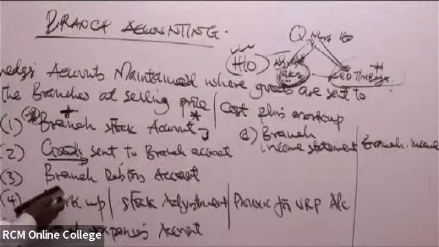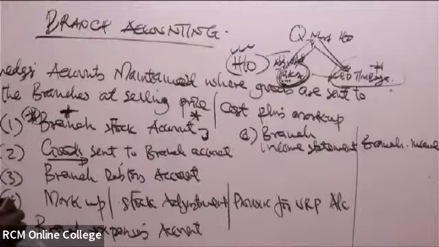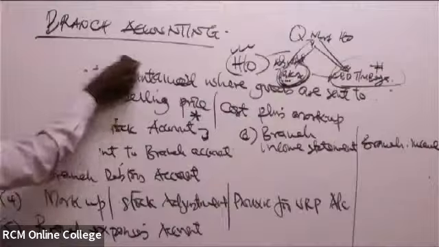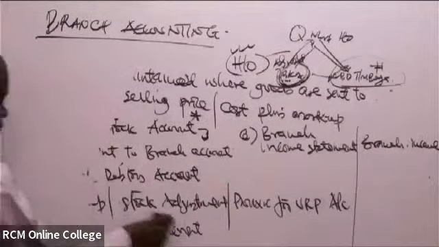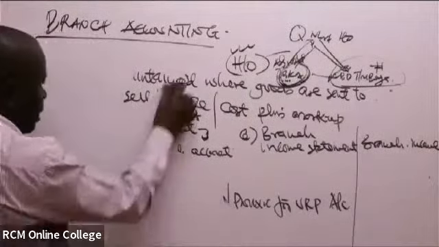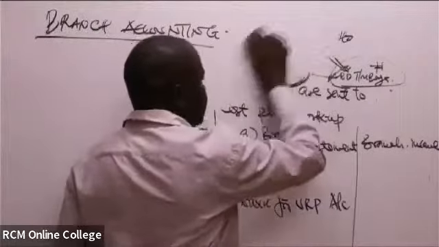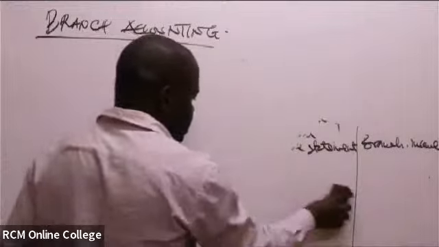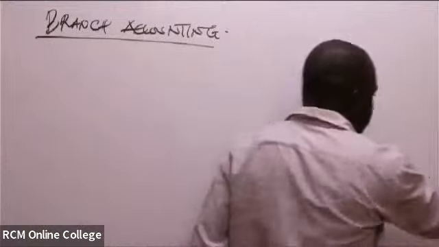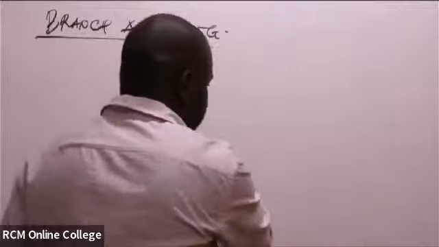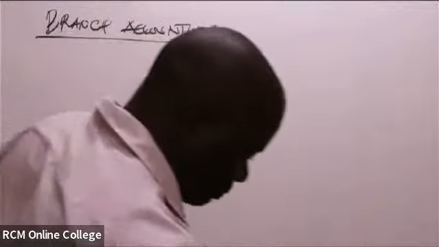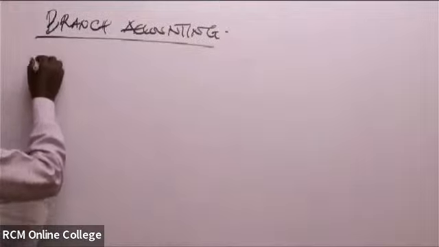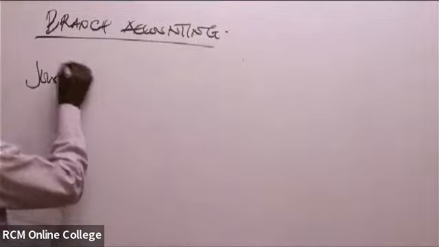Now I want us to look at the key journal entries that will have to be passed whenever these accounts are prepared. The key journal entries that will be prepared whenever these accounts are passed. So you can have the journal entries for branch accounting.